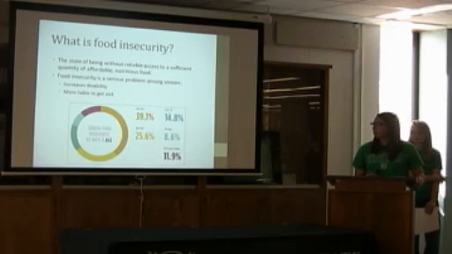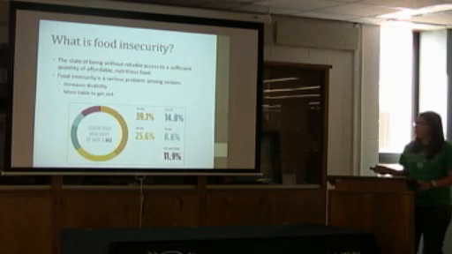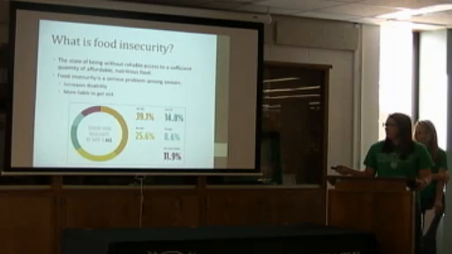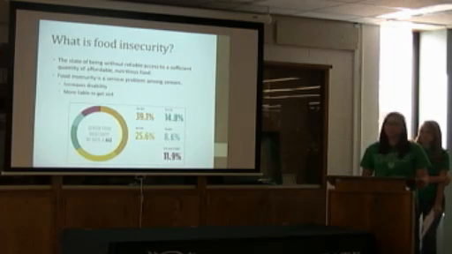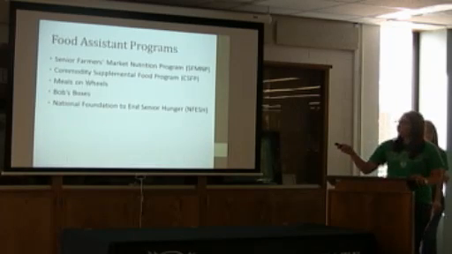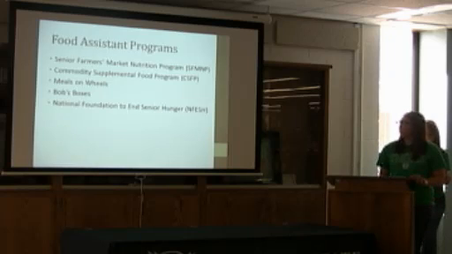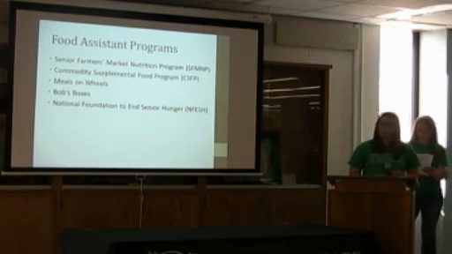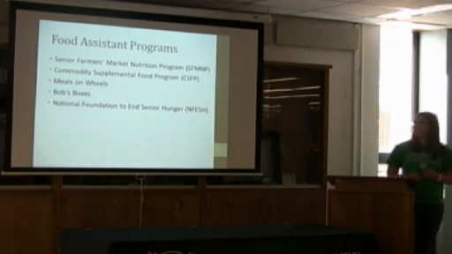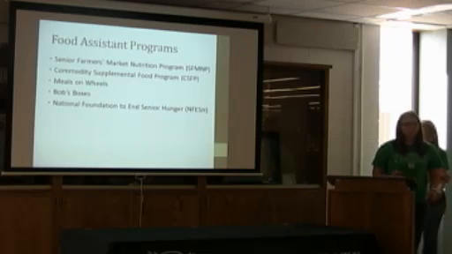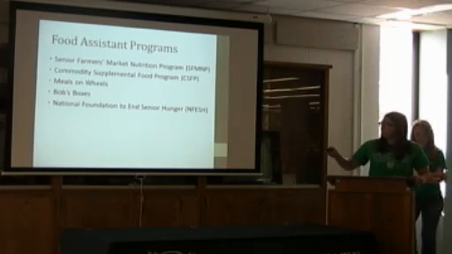We found this chart here, which gives you an idea of the ages. Age 60 to 64, it's roughly just over 39% of seniors that are food insecure. And then you can see the lowest percentage there is the age band 75 to 80, just to give you an idea on that. So some of the programs are the Senior Farmers Market Nutrition Program, the Commodity Supplemental Food Program, Meals on Wheels, Bob's Boxes, and then the National Foundation to End Senior Hunger. I'm going to go ahead and touch upon the first couple, and then Lindsay will talk about the rest.